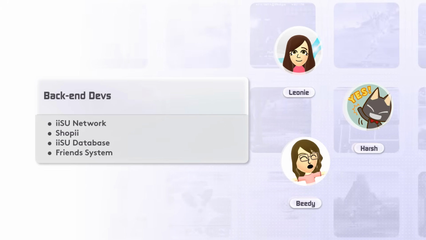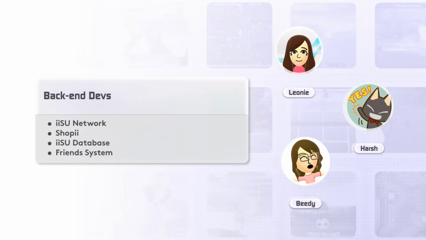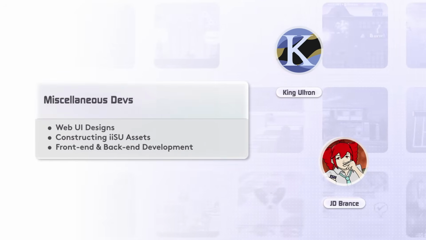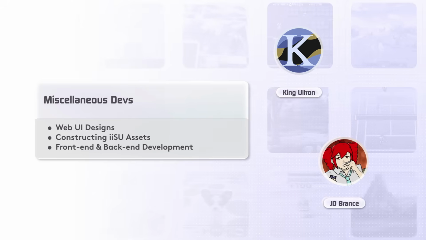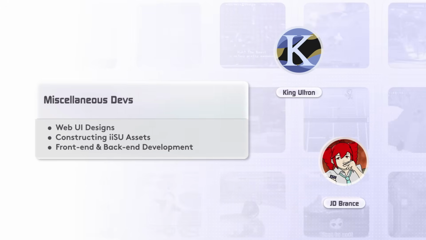BD has been developing the friend system that allows for social connectivity between iiSU accounts. This makes it possible for various interactions to be had between active iiSU users. Lastly, King Ultron and JD Brands will handle any miscellaneous work that isn't necessarily part of the larger implementations, like web page layouts, extra designs, and any backend related tasks.